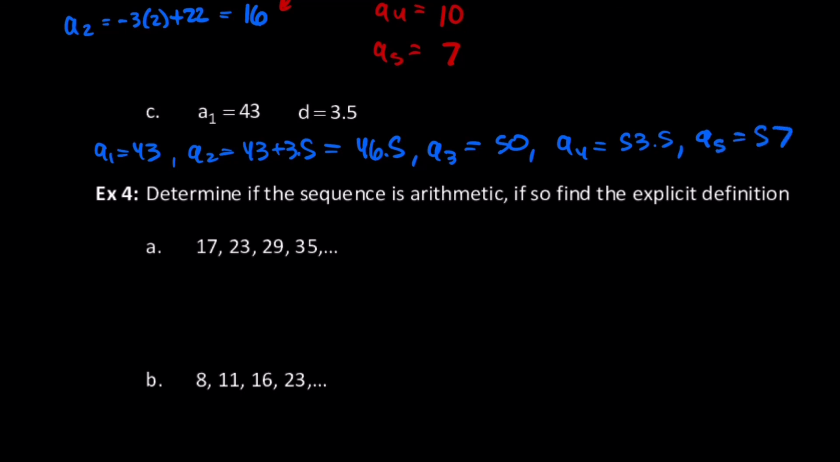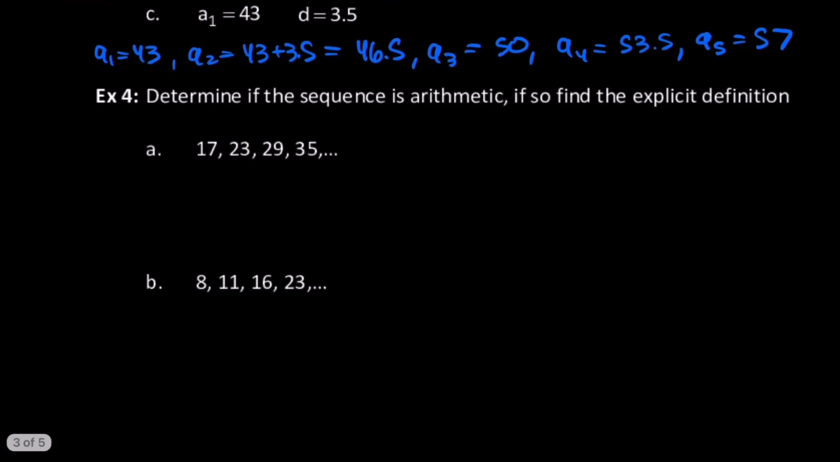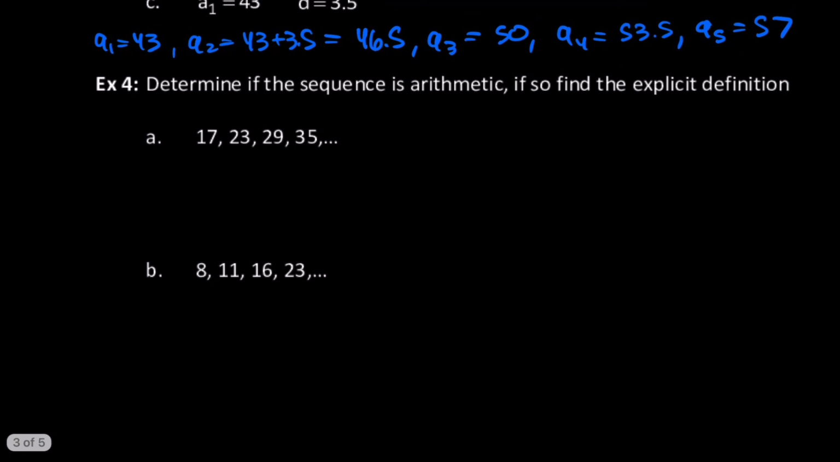All right, next, determine if the sequence is arithmetic. If so, find the explicit definition. So basically what you need to do is determine, do I add or subtract the same number every time? You have to test it for every number in the sequence. They're not going to give you a lot, but you have to test it. So 17 plus what is 23? That's a 6. 23 plus what's 29? That's a 6. You just have to make sure it works here as well. 29 plus 6 is 35. So yes, indeed, it's arithmetic.